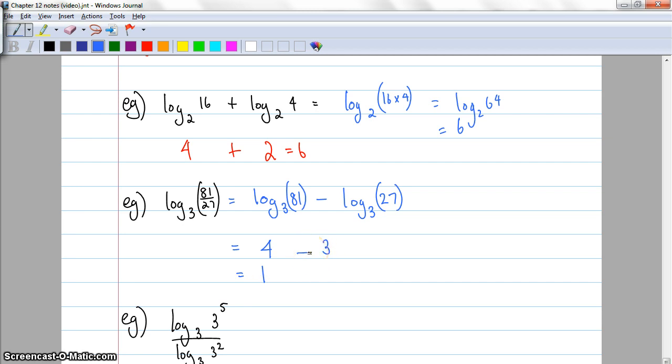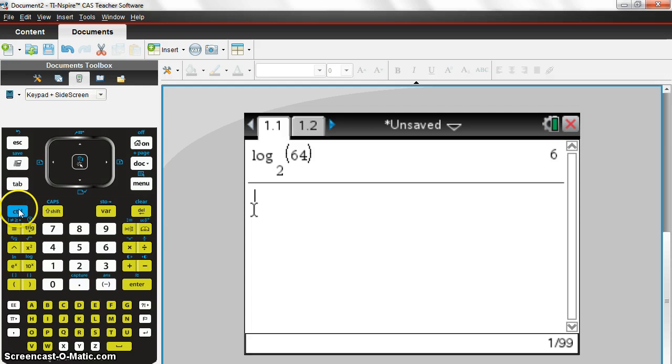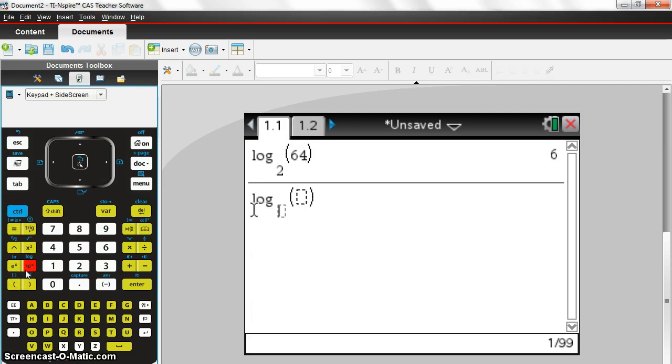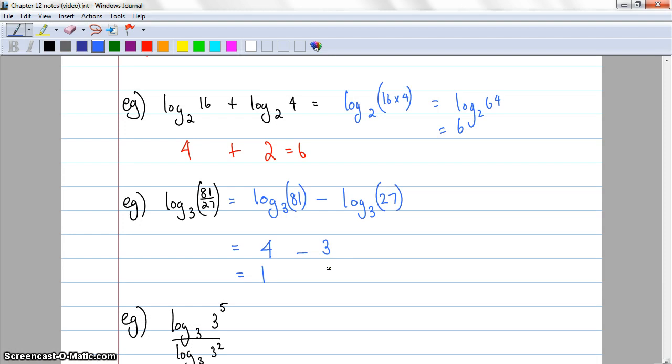Okay, let me just check this on a calculator just to make sure. Log to the base 3 of 81 divided by 27. Yes, the answer is 1. Perfect. It works. Either my calculator is wrong or we're both right.